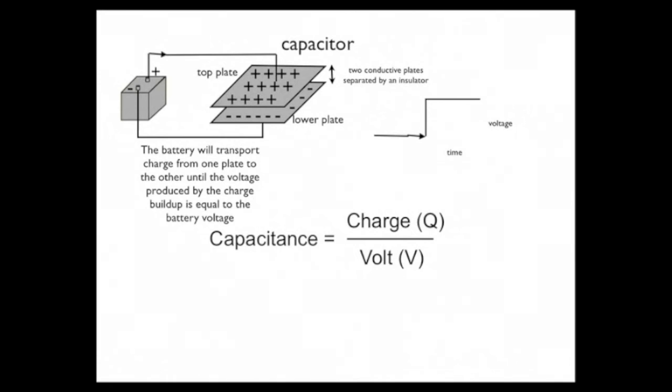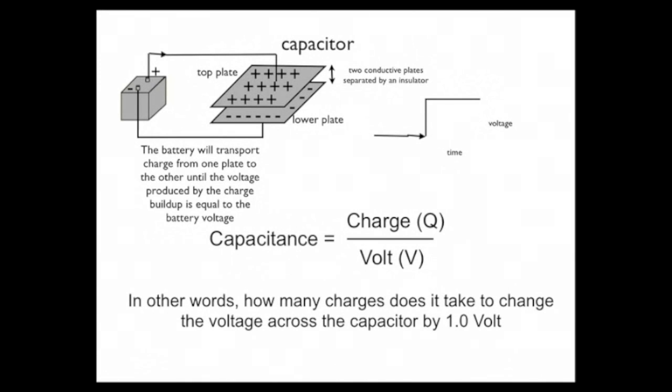And the capacitance, by definition, is equal to the charge per volt. In other words, how many charges does it take to change the voltage across the capacitor by 1.0 volts? We won't be considering 1 volt, we'll be considering millivolts, so you can think of it as how many charges does it take to change the voltage across the capacitor membrane by 1 millivolt. That's an easier way for us to think about it, but you get the point.